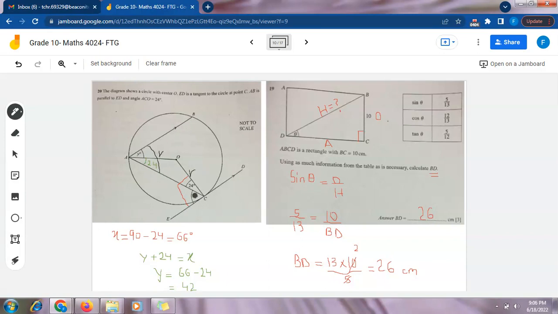So these two angles will be the alternate angles. So y plus 24 will be equal to x. And since we have to find the value of y, we know the value of x. We will just put x equals 66. This is 66, this is plus 24.